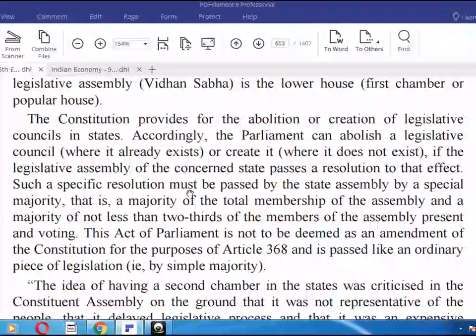The Act of Parliament is not to be deemed as an amendment of the Constitution for the purposes of Article 368, and it is passed like an ordinary piece of legislation, with a simple majority.